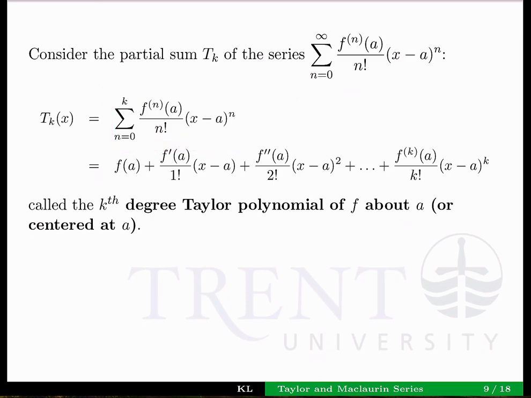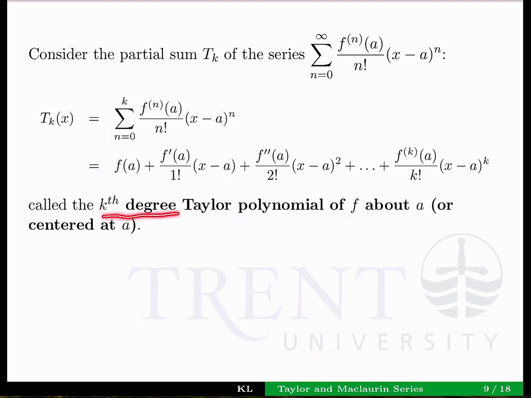So here we have f of a plus f prime of a over 1 factorial times x minus a, plus f double prime of a over 2 factorial times x minus a squared, and so on and so forth, until the kth derivative of f evaluated at a over k factorial times x minus a to the power k. We call this the kth degree Taylor polynomial about a of our function f.